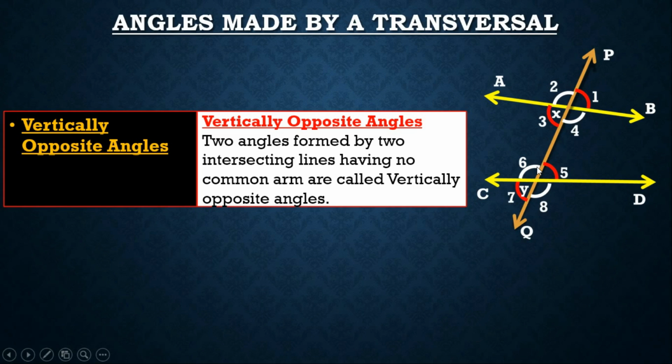So the different vertically opposite angles are angle 2 and angle 4, angle 1 and angle 3, angle 6 and angle 8, and angle 5 and angle 7. I hope you got what vertically opposite angles are and which are the different vertically opposite angles in this figure.